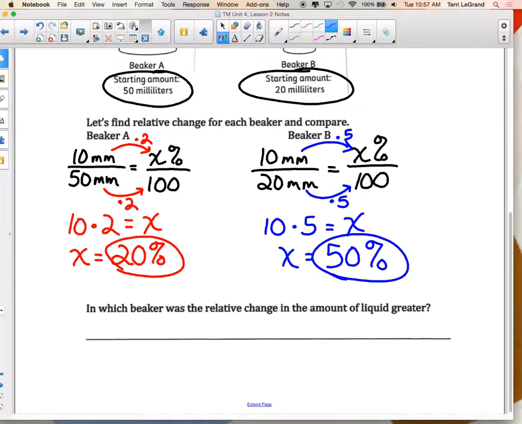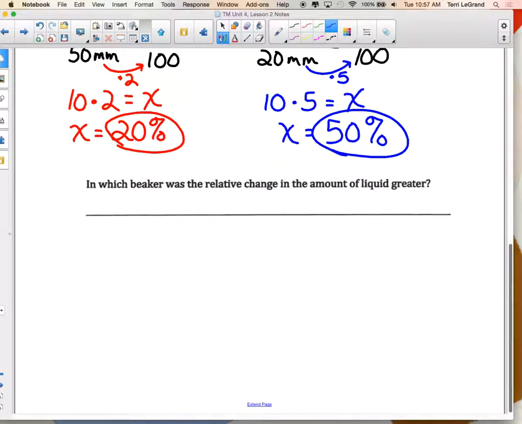In other words, relative change means relative to what it started with. So there's 50% more liquid in this one, versus the other one only added 20% more liquid relative to how much it started with. So in which beaker was the relative change of the amount of liquid greater? In beaker B. Okay, so beaker B had greater relative change.